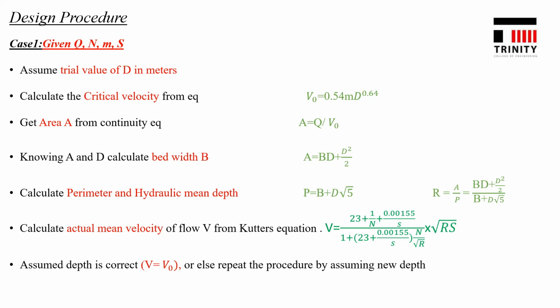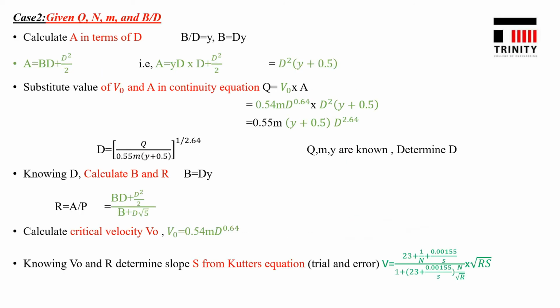The next procedure is case 2. That is, the given conditions are discharge, Manning's N, M and the B by D ratio. In the previous case, slope was given. Here, the B by D ratio is given, that is, B by D is equal to Y.